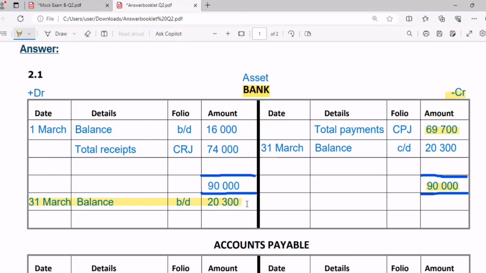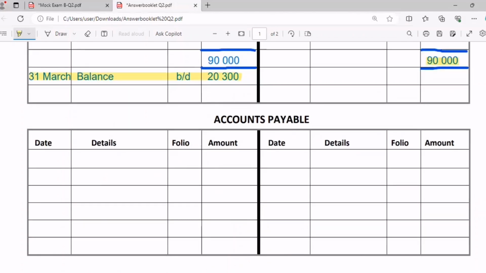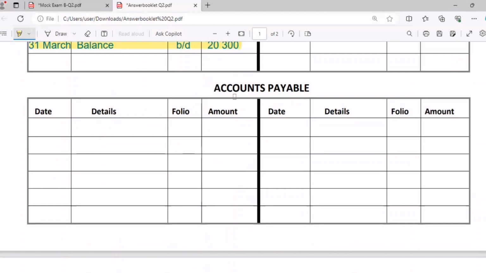So I hope you understood the preparation of the bank account. Now let us do the next one. So this one is account payable. So account payable is a liability account. So guys, account payable is the same as creditors control. But now we are using the new terms. So creditors control is an outdated term. So the new term now is account payable, but it's the same.